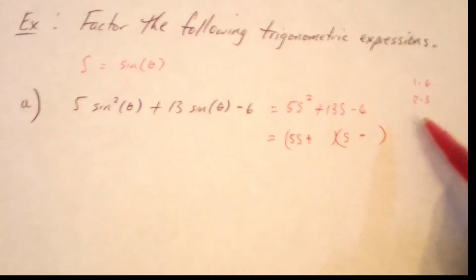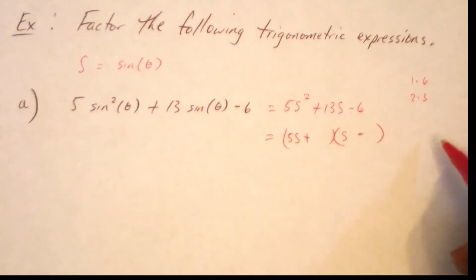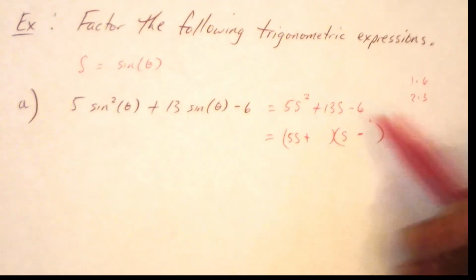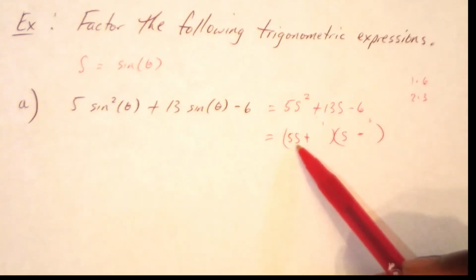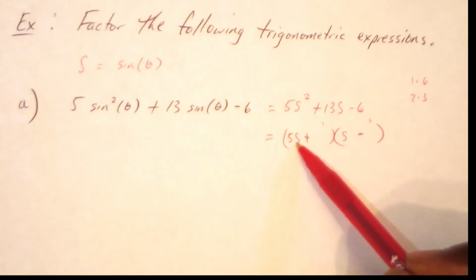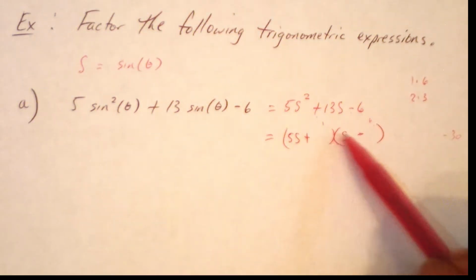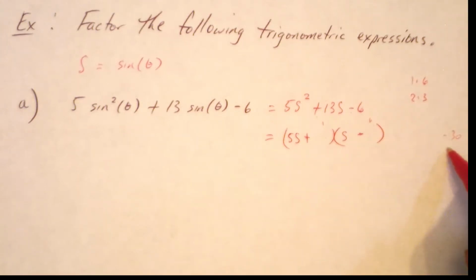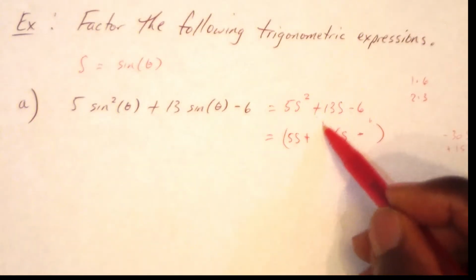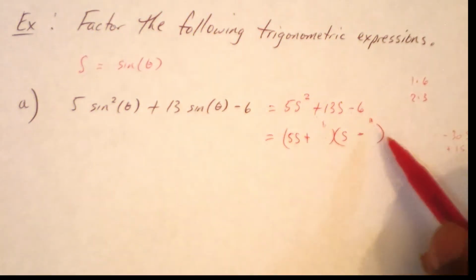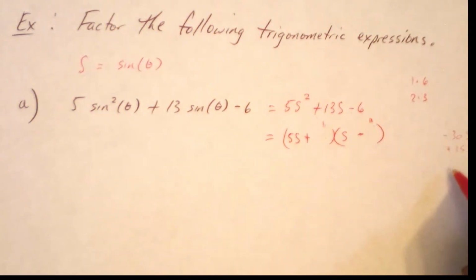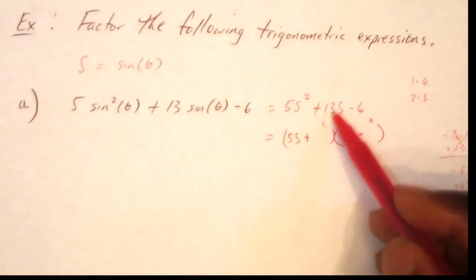So in this case, if we use 1 and 6 here, you'll see that when we do the FOIL method, we will get 5s times 6, which is a negative 30, and 1 times s, which is a positive 1s. And of course, that's going to be too big. If we switch it around and make this 6 and make that 1, then we have a situation where we have a minus 5s plus 6s, which doesn't give us a 13.